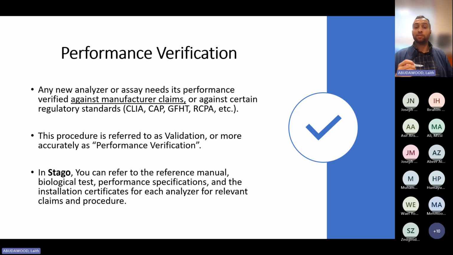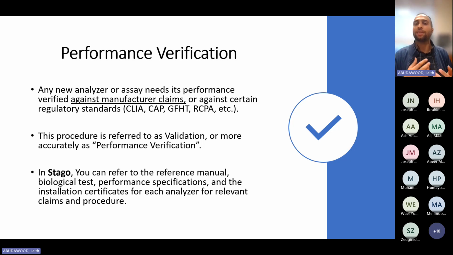I need to make sure that this test is actually precise. I need to check what are the things that interfere with this test. I need to make sure at what temperature I should incubate this test, etc. So there's a lot of things for me to check. So validation is usually done by the manufacturer to discover what this test can do and what it cannot do, what interferes with it, what are its limitations.